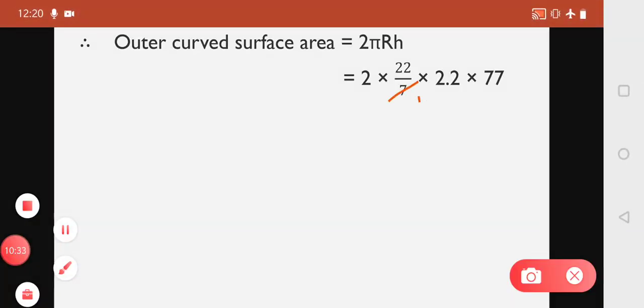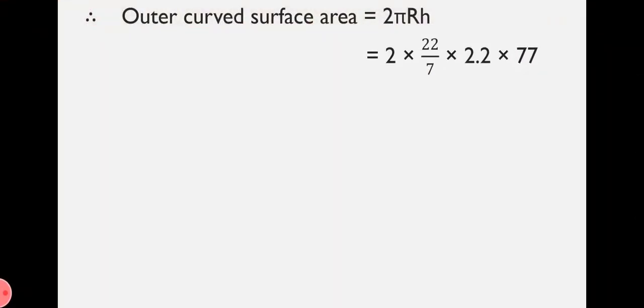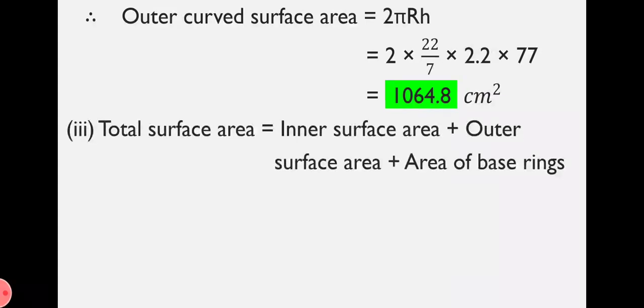7 ones are 7 and 7 11s are 77. Remaining numbers when we multiply, we will get the value equal to 1064.8 centimeter square. So outer curved surface area of the pipe is 1064.8 centimeter square. Now third, we have to find the total surface area.